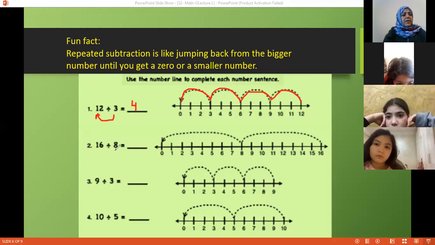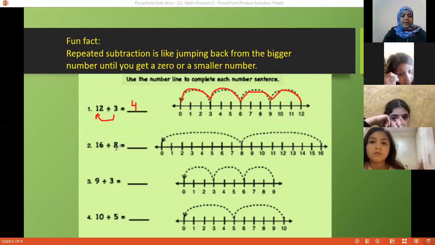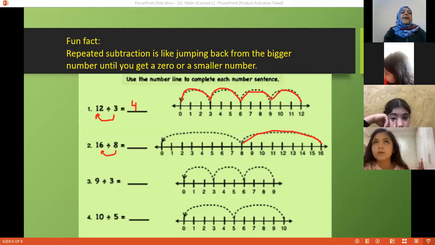When I say 16 divided by 8, that means I have to subtract 8. I don't need the answer, guys. Listen, you have to follow the steps. I need to subtract 8 from 16. 16 minus 8 is 8. Now 8 minus 8 is 0. So how many times did I jump? 2 times. So the answer is 2. Okay?